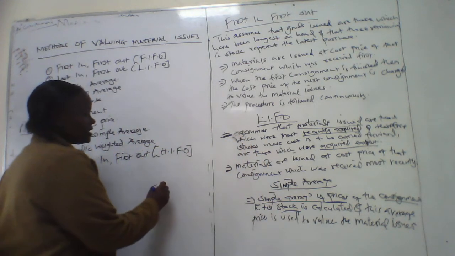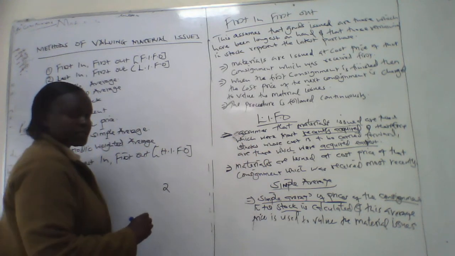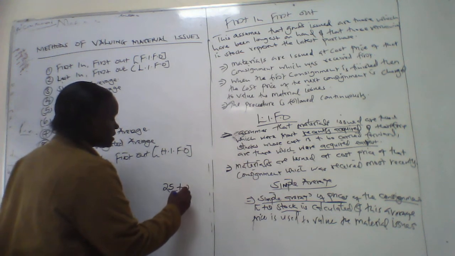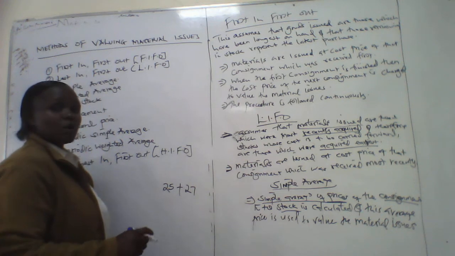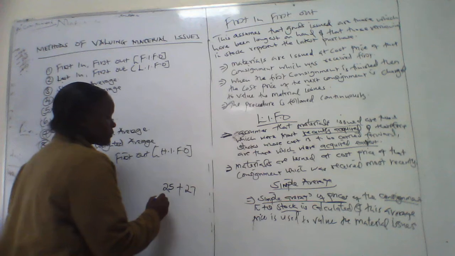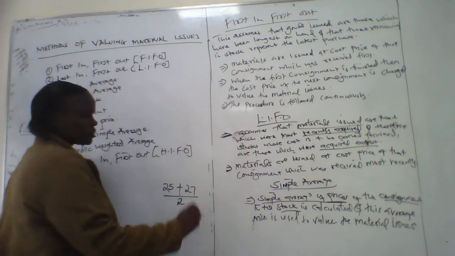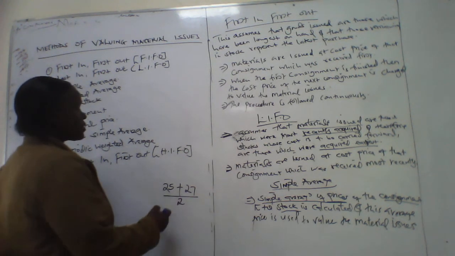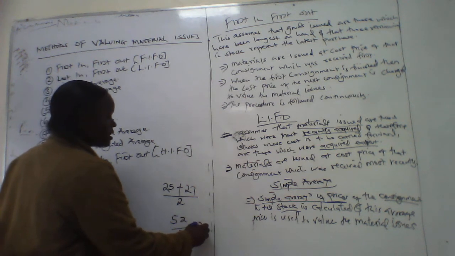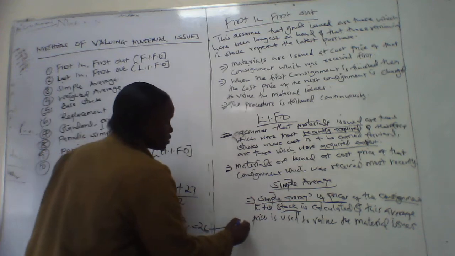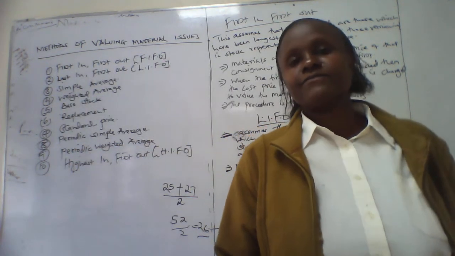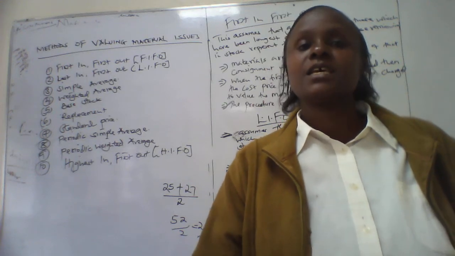For example, let's say you have two consignments. The first consignment, let's say you receive at 25. Then the next one you receive at 27. You have two consignments in the store. So you add 25 plus 27, then you divide by two consignments. You are getting 52 over 2, you are getting 26. So the material issues, you are going to issue them at 26 shillings each. That is the simple average method.